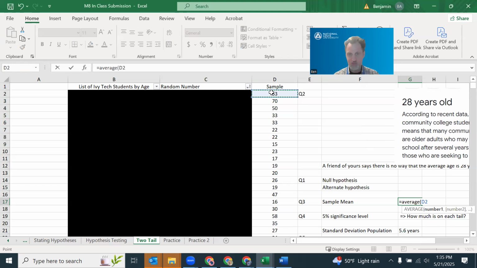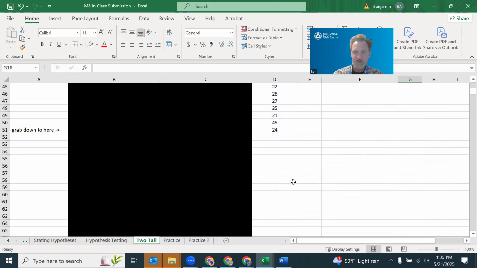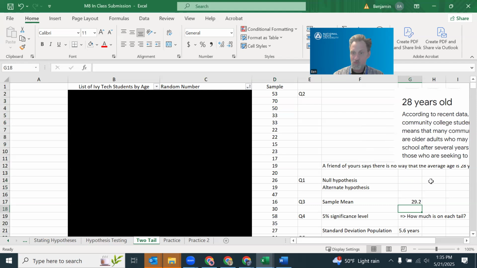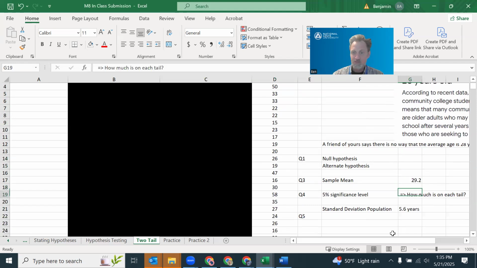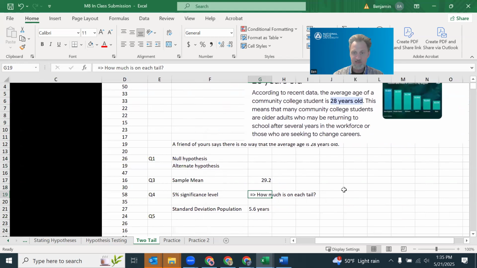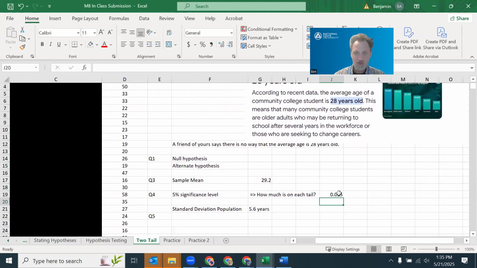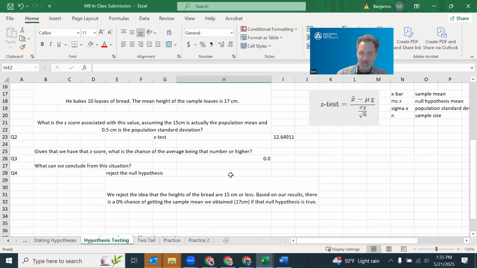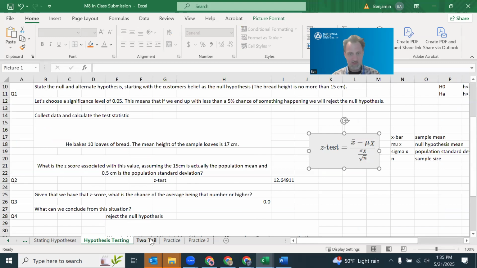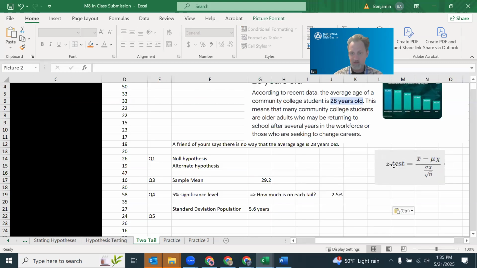My mean is going to be different than your mean. I got 50 people here in my sample. So I'm splitting my significance level into two equal parts, so 2.5%. I've got my population standard deviation. I'm using 28 as my value that I'm assuming is the right number. I'm going to go back here and look at this equation. In fact, I might just copy and paste this over here because I don't have a good memory.